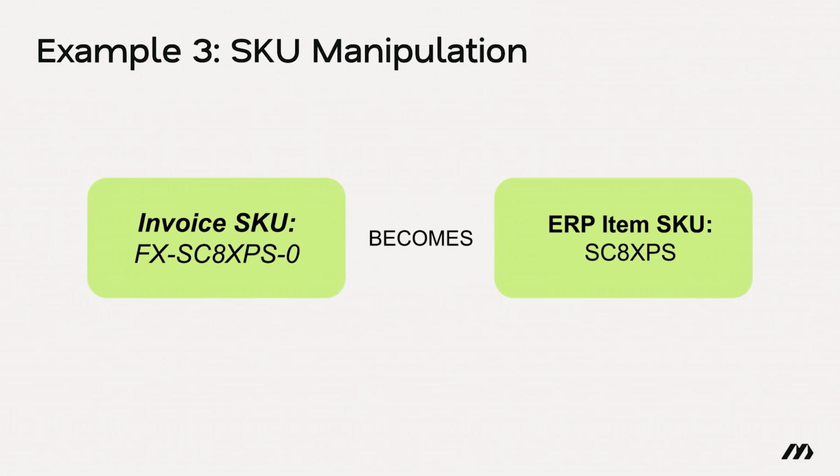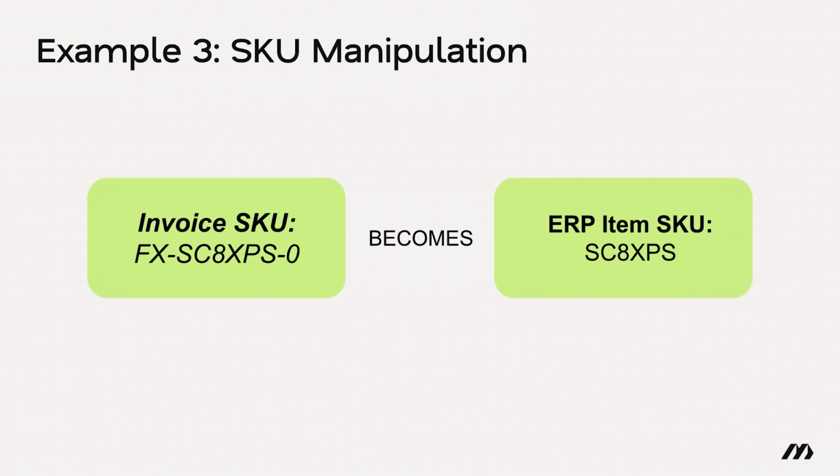For our third example, let's get a little more technical. In this example, the vendor SKU contains 3 sections, all separated by dashes. The prefix and suffix are meaningful to that vendor, but our company only needs to know the value between those 2 dashes. We can train MakersHub to only extract the content that's located here in the middle.